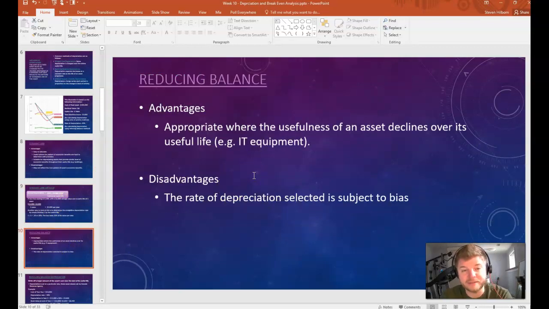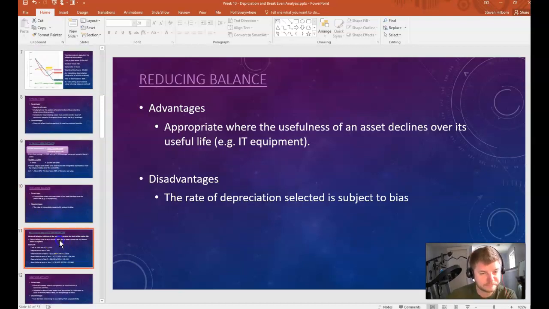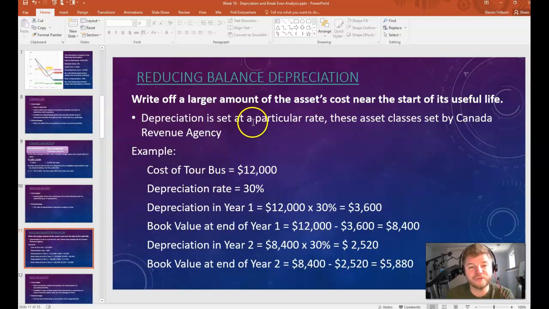The reducing balance method is appropriate where the usefulness of an asset declines over its useful life. A very good example might be a computer or a television, where for sure it will go down, but the amount of hours that you put into it also affects it. Reducing balance depreciation takes off a larger amount of the asset's cost near the start of its useful life. This is particularly relevant with purchasing a new vehicle. That's to say, when you drive it off the lot, you lose 30 or 20 or 40% of the value.